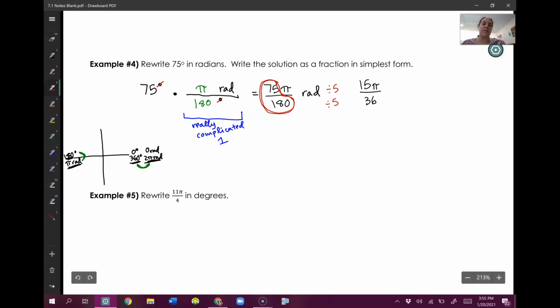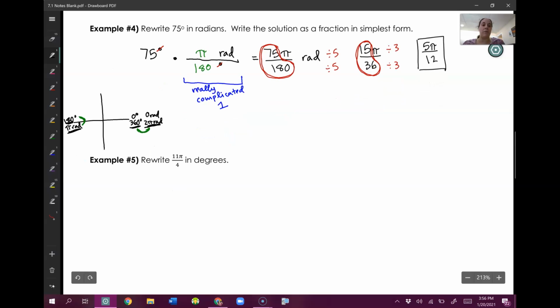Well, that's not as simple as it can go yet. That 15 divided by 36. 3 goes into both of those, so let's divide them both by 3. So 15 divided by 3 is 5 pi. 36 divided by 3 is 12. And now 5 pi over 12, that's as simple as that goes. Nothing goes into both of those anymore. So that is my final answer.